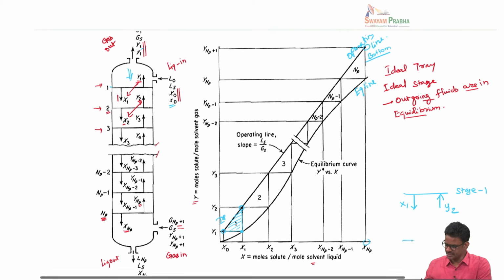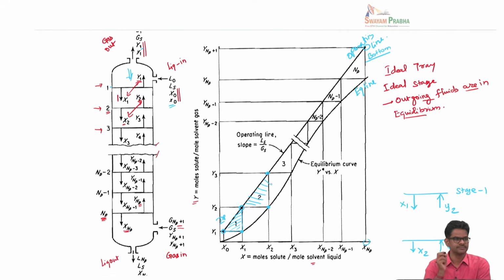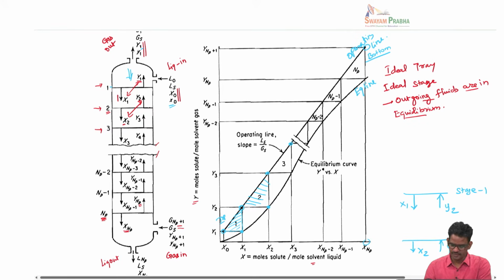Now if you similarly go to the second stage, you see that what is coming in is y3 and what is leaving is x2. So that is this point. Also, x2 and y2 are at equilibrium, and we call this the second stage. Then similarly, if you go further to the third tray, you will see that y4 and x3 are the outgoing streams, and x3 and y3 are at equilibrium. So you can easily construct this kind of staircase diagram between the operating line and the equilibrium line.